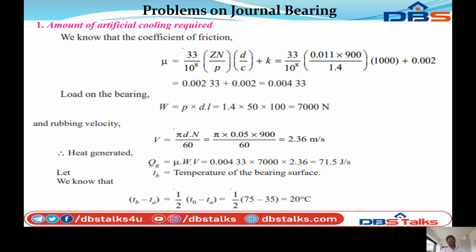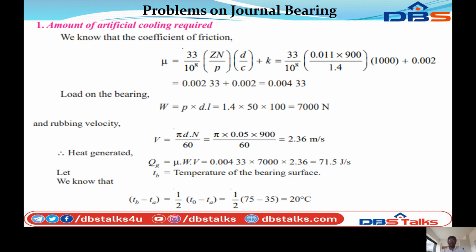So finally we are calculating V is equal to 2.36 meter per second. Therefore, heat generated Qg is equal to mu V into W into V. So substitute the values: mu V is equal to 0.00433, into W 7000, into V 2.36. So finally we are calculating Qg is equal to 71.5 joule per second.